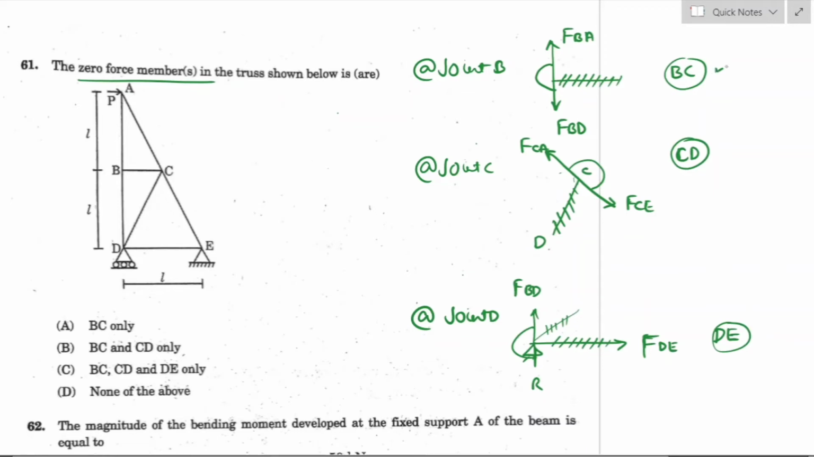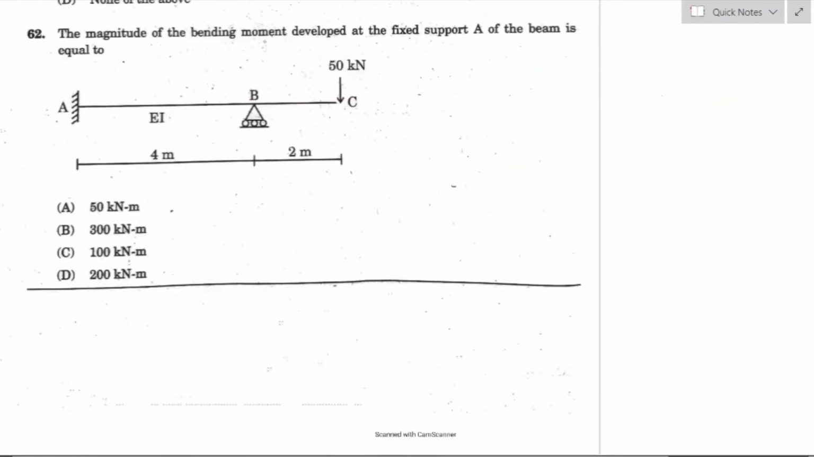So the zero force members are member BC, CD and DE. So option C is the right answer. Question number 62. The magnitude of the bending moment developed at fixed support A of a beam is equal to.